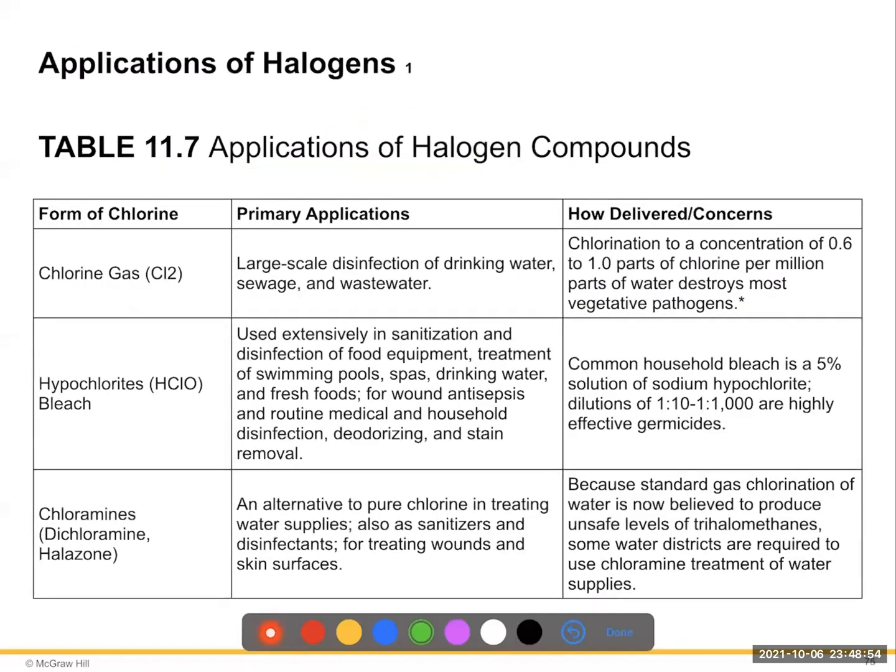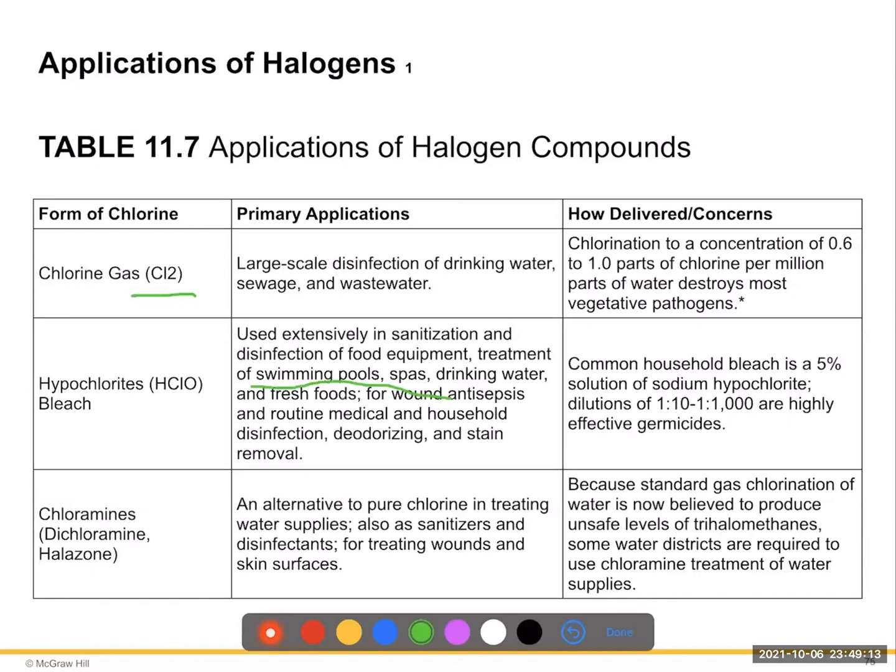Okay. So chlorine gas is used for disinfection of drinking water and sewage plants. Hypochlorite, like bleach, is used in fomites. This is for swimming pools, spas, drinking water, wound asepsis, cleaning up wounds, and stain removal.